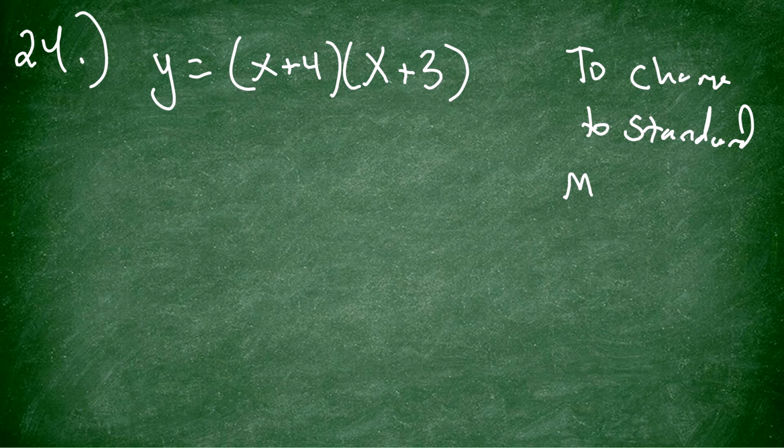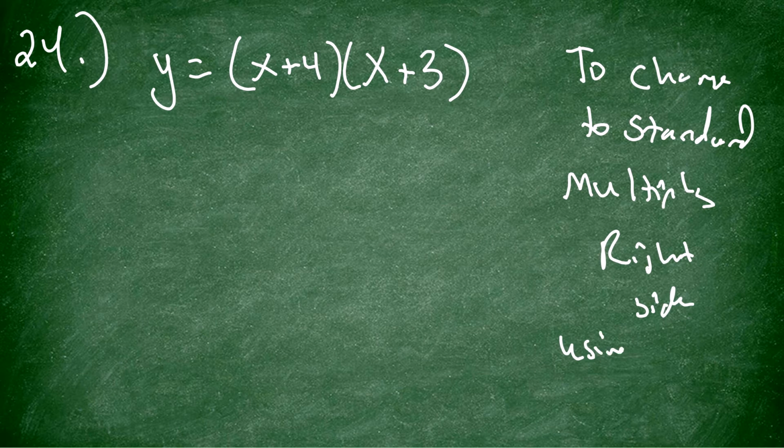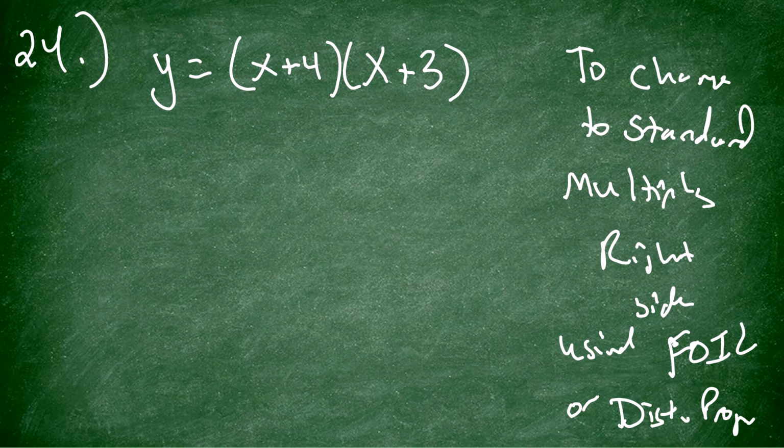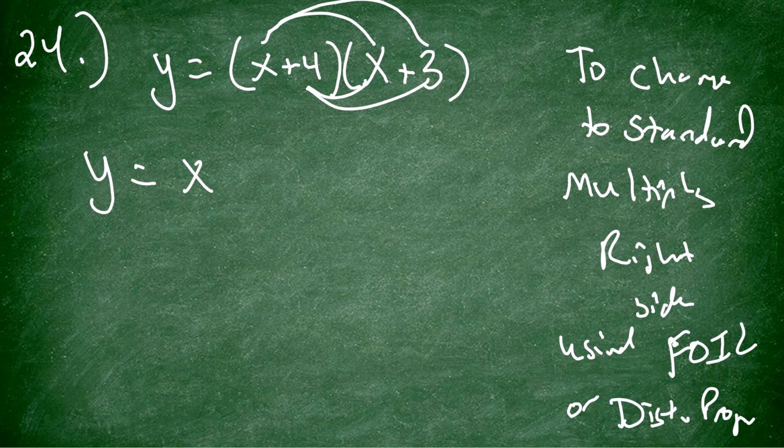Alright, to change to standard form, all you have to do is multiply the right side using FOIL or the distributive property, however you want to think of it. So x goes to x, then x goes to 3. 4 goes to x, 4 goes to 3, or first, outside, inside, last. X times x is x squared. X times 3 is 3x. And 4 times x is 4x. And 4 times 3 is 12.